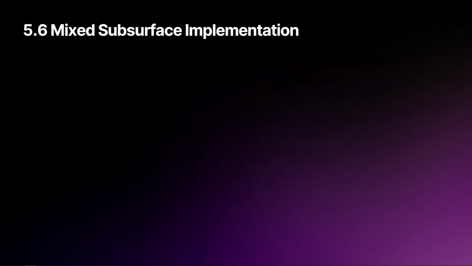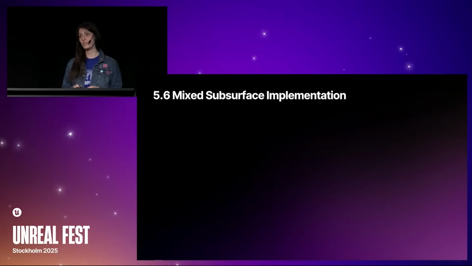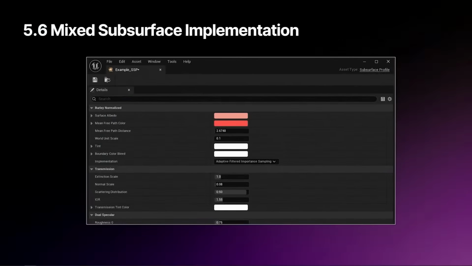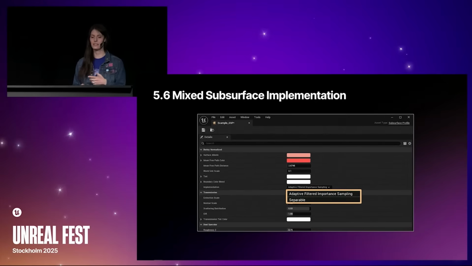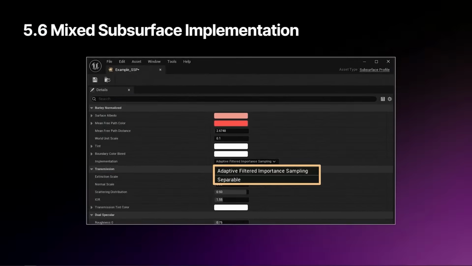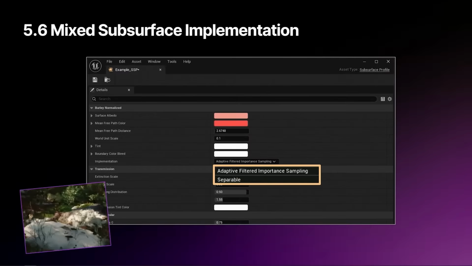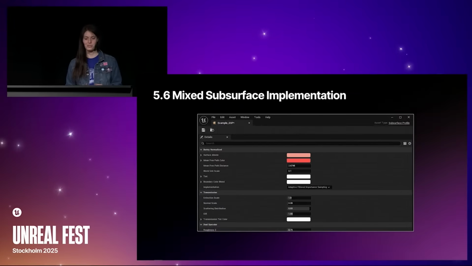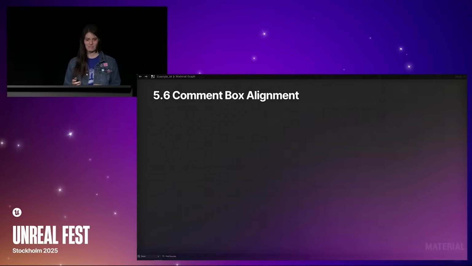We've also added mixed subsurface implementation options for balancing quality with performance needs. So in subsurface profile assets, there's a new option in the Burley normalized section called implementation. There's a drop-down menu here with 2 options, adaptive filtered importance sampling and separable. AFIS is the higher quality option, and it's great for important assets like the subsurface scattering on the skin of a hero character. Separable is the more performant option, which is more useful for assets with less important subsurface scattering needs, but you still want some, such as snow. And we used this feature earlier this year for one of our demos.